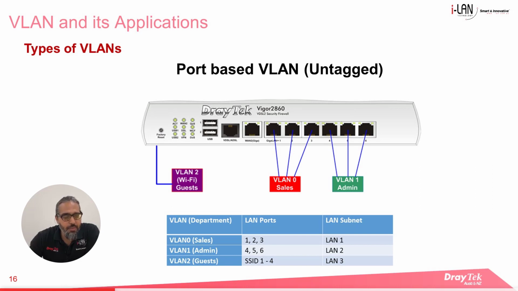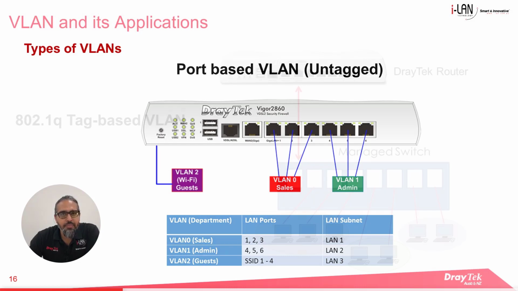Starting with port-based VLANs. As shown here, the VLANs are assigned to the LAN ports on the router. So any devices plugged into one of these ports will be a part of that VLAN. We have three VLANs shown here: VLAN 0 for sales, VLAN 1 for admin, and a guest Wi-Fi VLAN. Each of these workgroups will be isolated from each other, but can still access the same internet connection.